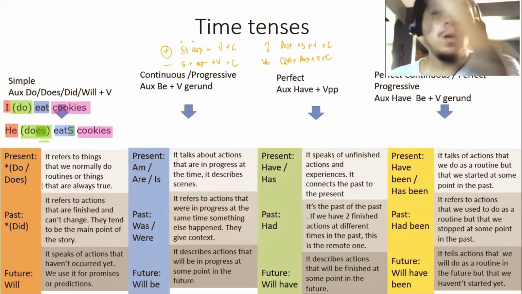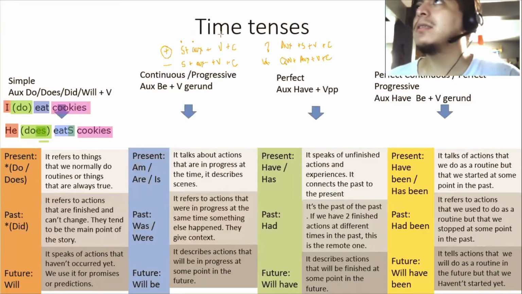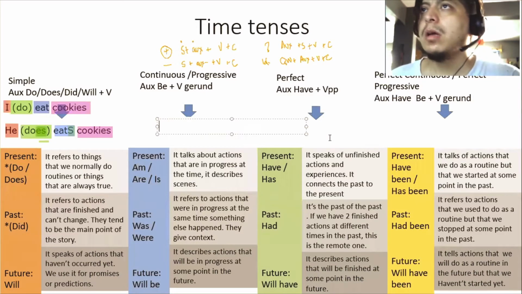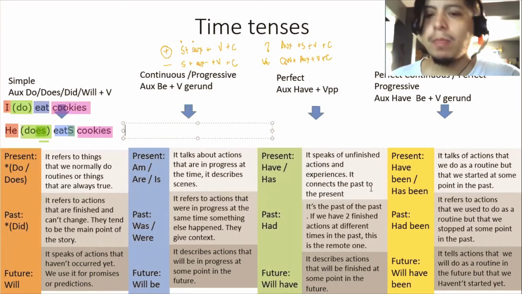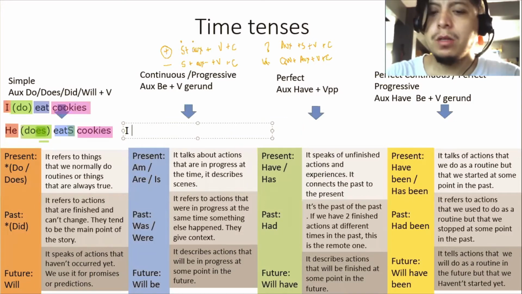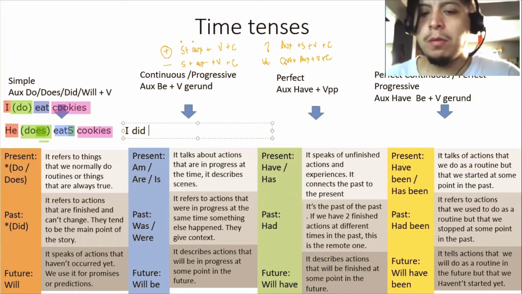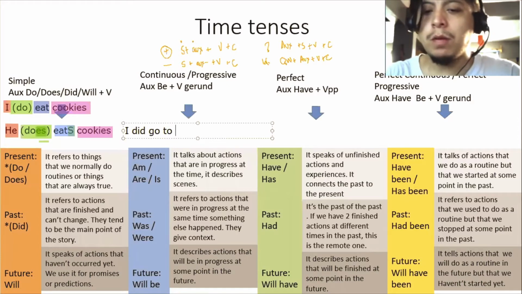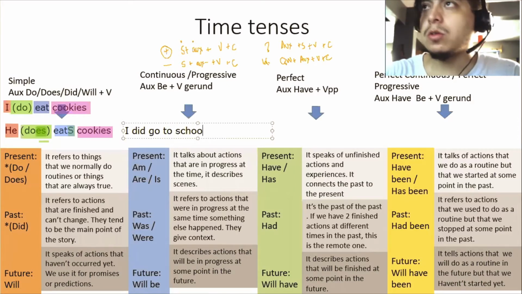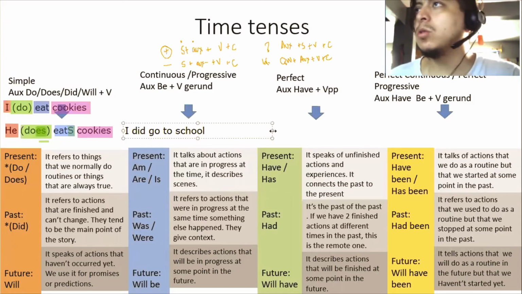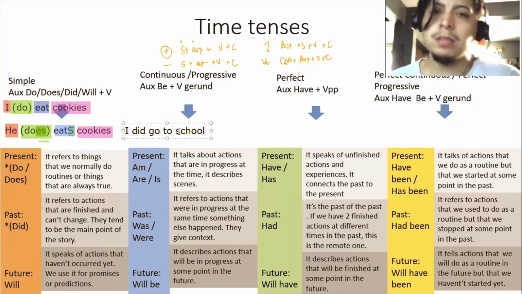Okay? What happened in the simple past? In the simple past, we're gonna have, again, something like subject, the auxiliary is did, the verb is go, and the complement is whatever. To school. Okay, I did go to school. This is an affirmative statement in the simple past.